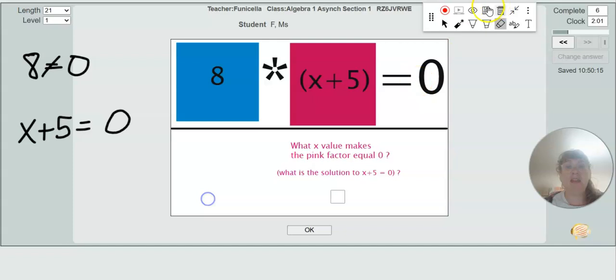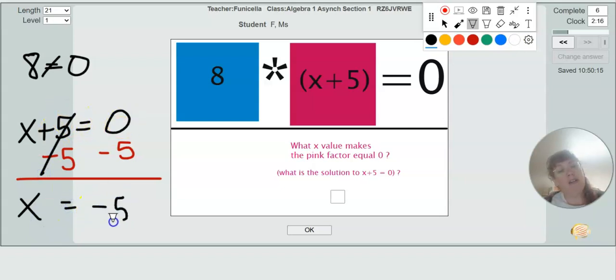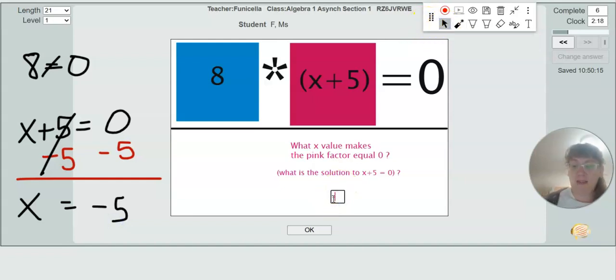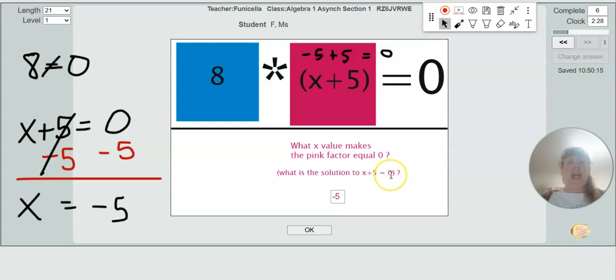So if x plus 5 equals 0, to solve this, we would just subtract 5 on both sides, and we would get x. 5 minus 5 cancels. 0 minus 5 is negative 5. So the x value that will make this factor equal to 0 is negative 5, right? Because negative 5 plus 5 equals 0. So when x is negative 5, that factor equals 0. Get everything you need here and hit OK.